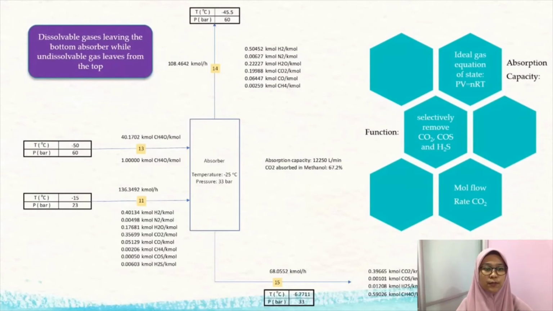Next, the absorber functions to selectively remove CO2, COS and H2S. The operating condition is negative 25 degrees Celsius and 33 bar. Methanol acts as the solvent with absorption capacity 12250 liter per minute. We can calculate the inlet by using the ideal gas equation of state and the absorption capacity. The undissolvable gas will leave from the top while the dissolvable gas will leave from the bottom. We can calculate the mole flow rate of CO2 at the bottom by using the percent of CO2 absorbed in methanol. Then we can solve the material balance.